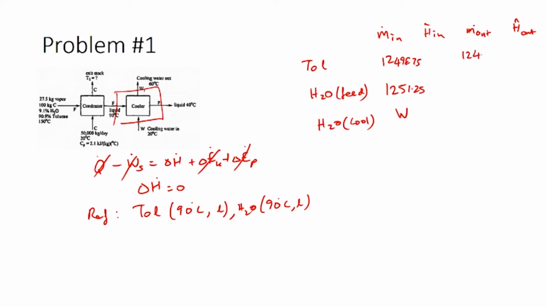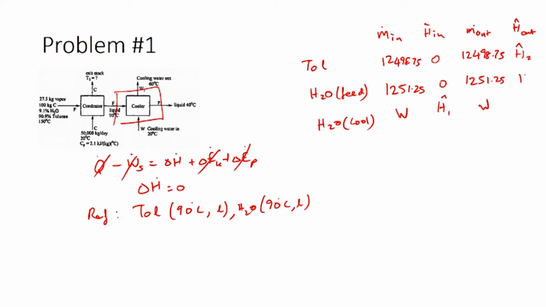So, you have 12,498.75, 1251.25, and W as the mass flow rates out. Now let us look at which of the enthalpies would go to 0. We had taken toluene at 90 degrees Celsius and water at 90 degrees Celsius as the reference states, which means these two will go to 0. The stream where water is entering as the cooling water would have some enthalpy difference from the reference state, so would the other streams.